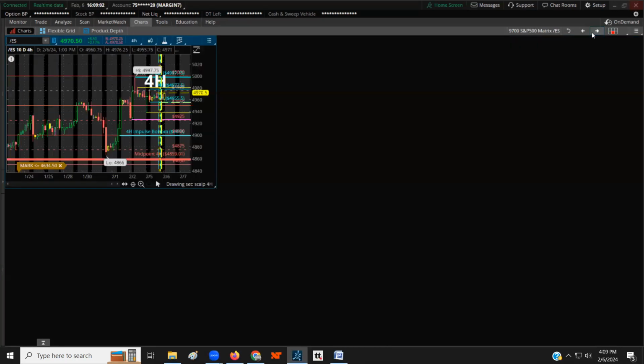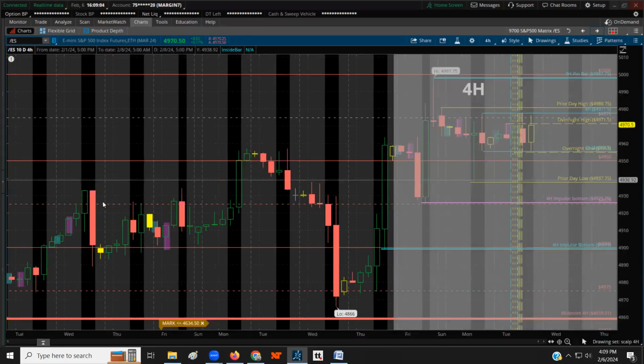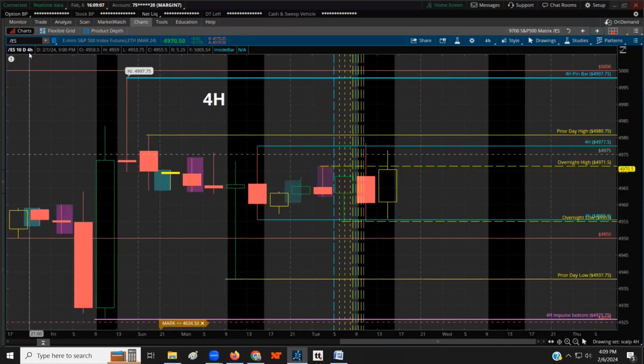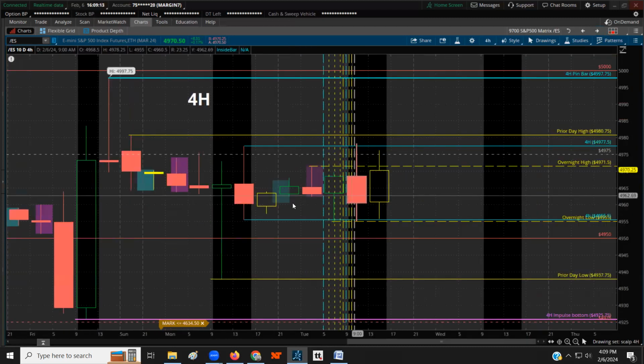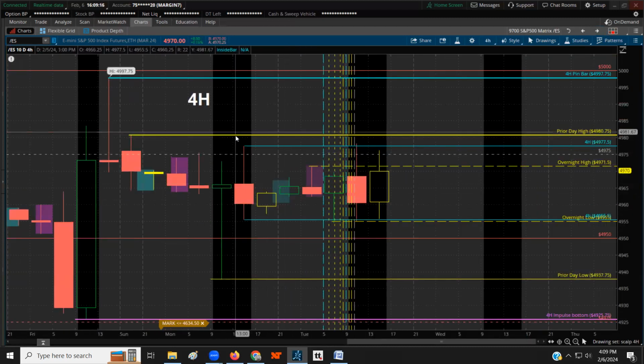Then on the 4 hour, when I say 4 hour, you see up here on the top left, it says 4 hour. It says 10 days, 4 hours. So this chart's 10 days, 4 hours. We'll get to that in a minute, but let's focus there. So these 4 hour candles, I'm labeling highs and lows that have not been tested yet.